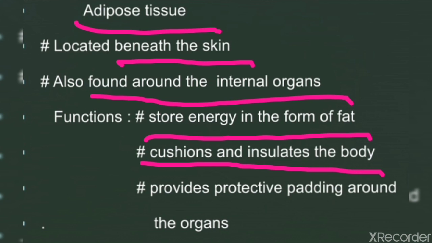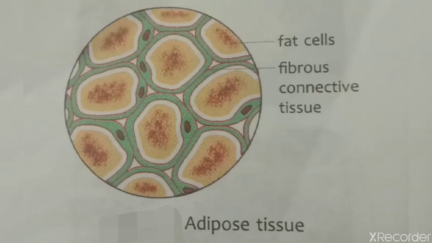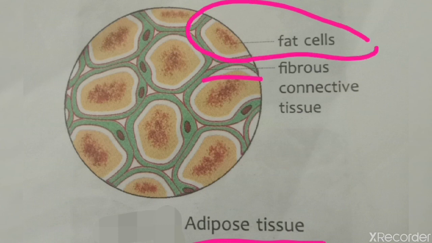Clear, children? And the last, it provides protective padding. Padding means a pad-like structure which protects the organs. This is the figure of adipose tissue which is given in your book. You can see fat cells in the diagram. Already I explained that the main function of adipose tissue is to store energy in the form of fat. So from this fat only our body gets energy when there is need.